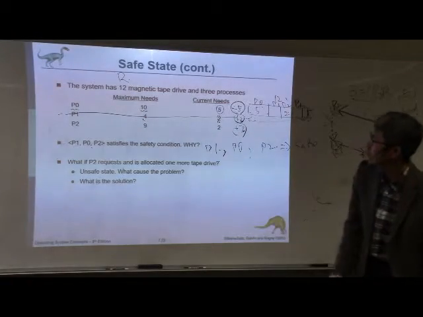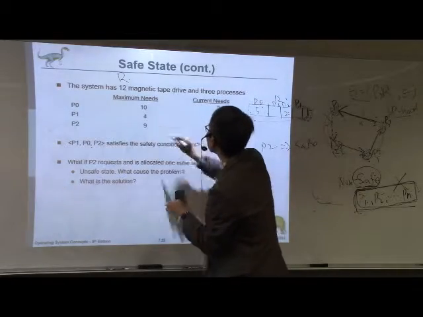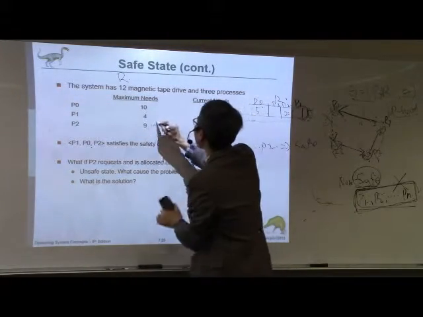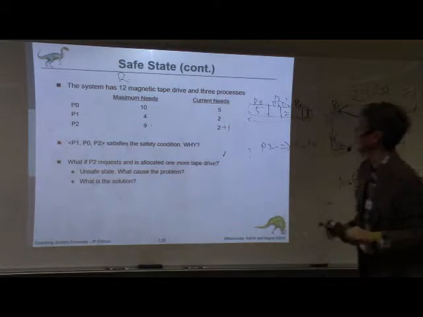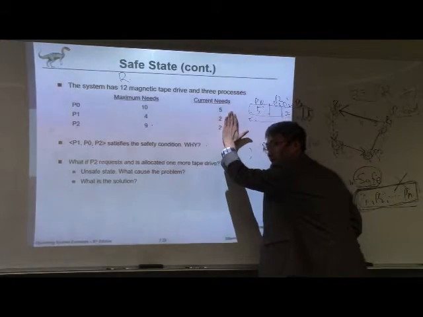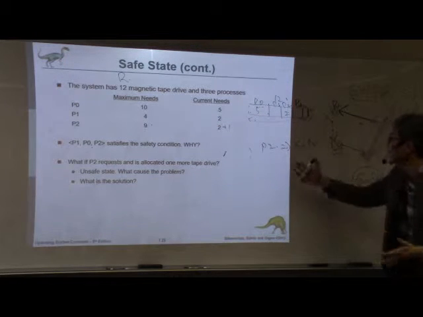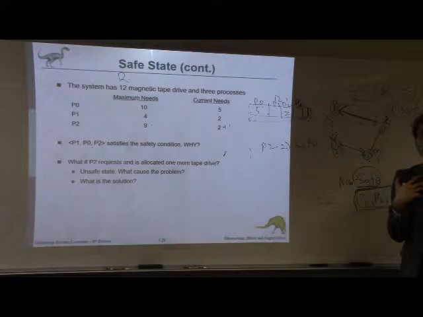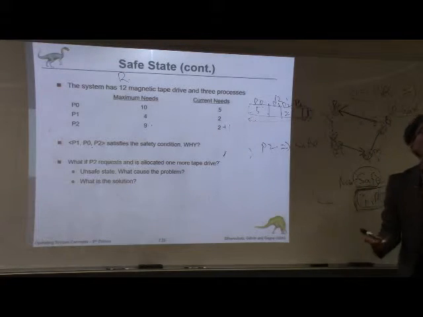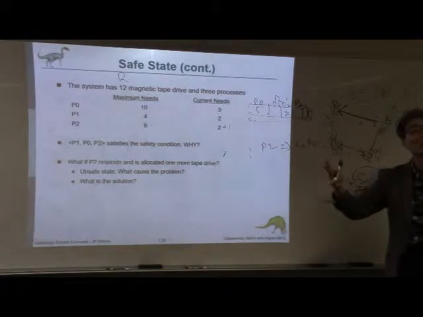What if, in this case, P2 requests one more? Is it a safe state or not? This is deadlock avoidance: check before you allow this request. What if we allow this request, whether that is a safe state or not? If it is not a safe state, avoid that request. Then the operating system will not cause the deadlock problem.